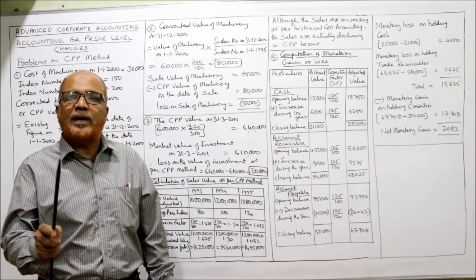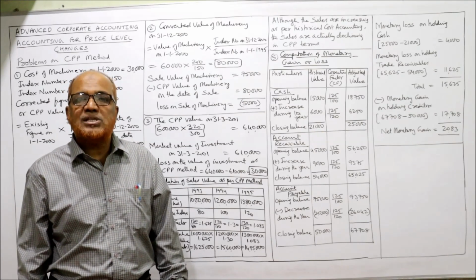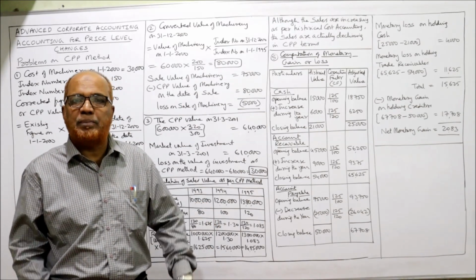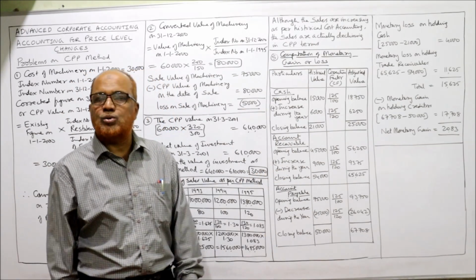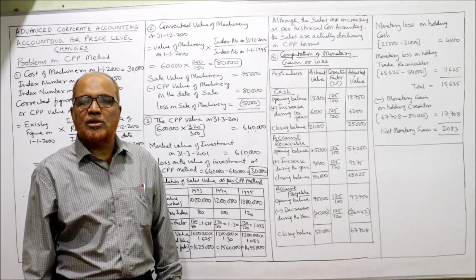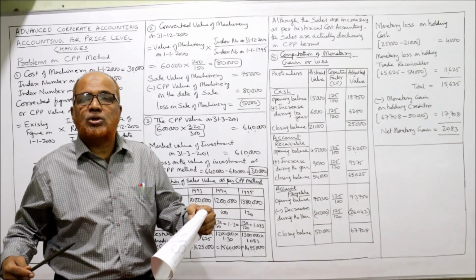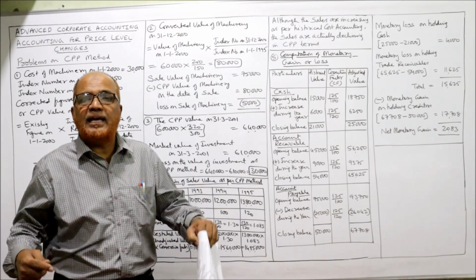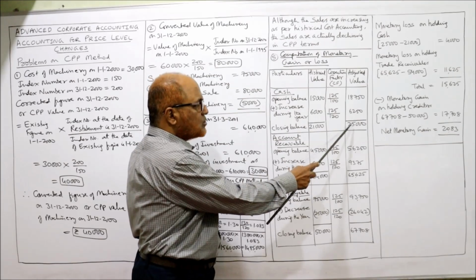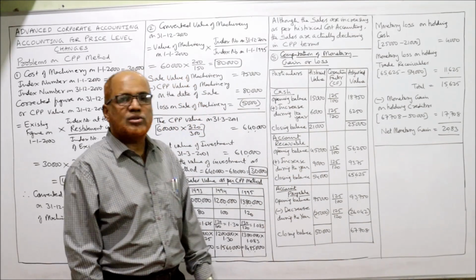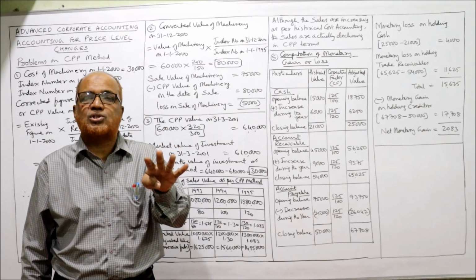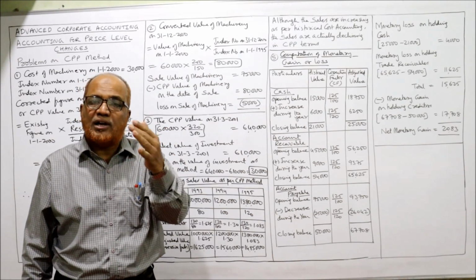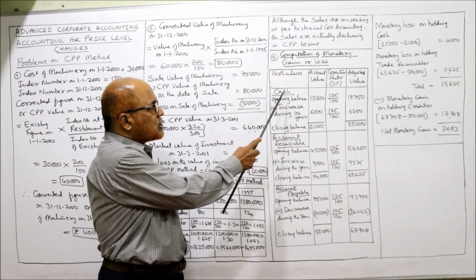Now see here. 25,000 is the closing cash balance as per CPP method. As per historical method, we are having 21,000. So net loss on holding cash is 25,000 minus 21,000, 4,000. We are getting 4,000 rupees monetary loss on holding cash.